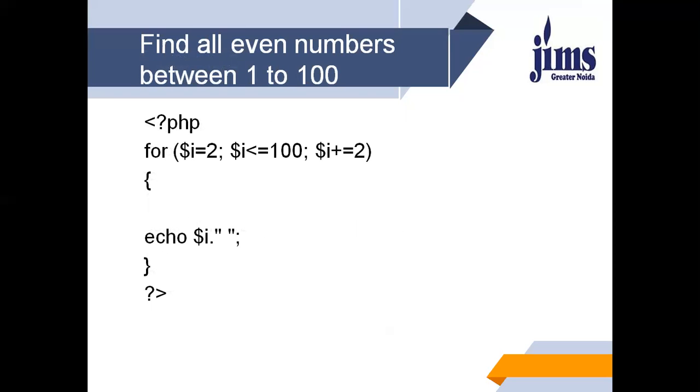One more example, let's see. If you want to print all the even numbers from 2 to 100, you initialize i equal to 2, and put one condition, i less than or equal to 100, and i plus equal to 2. So you are incrementing by 2. First the value 2 will be printed, then 2 plus 2, 4. It will check the condition, 4 is less than or equal to 100, it will print 4, and so on. So it is incrementing by 2.